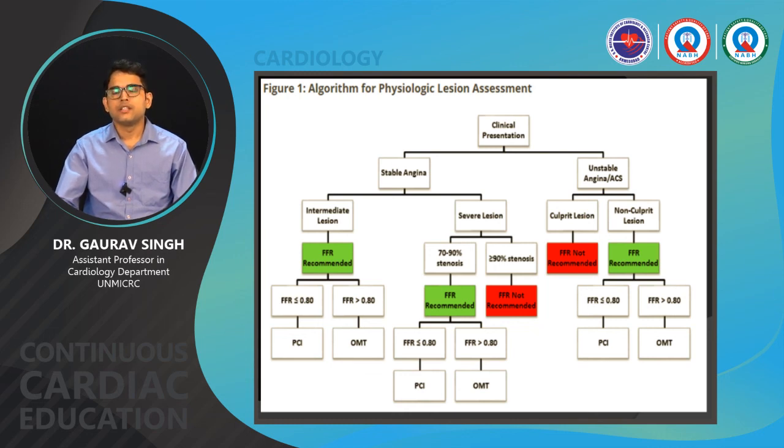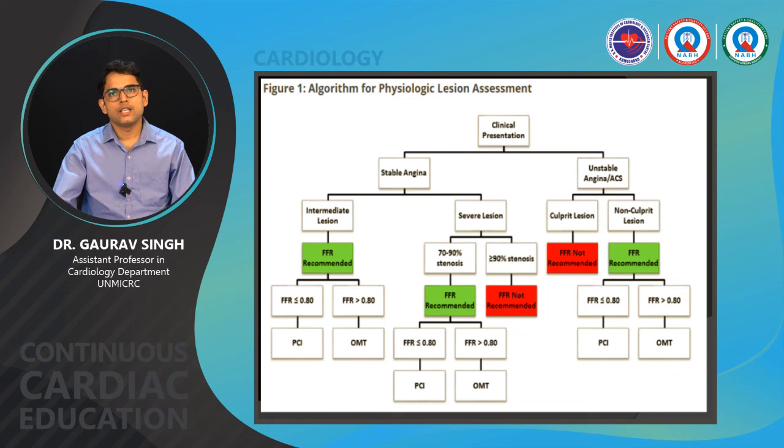In a severe lesion, that is more than 70%, you divide again in two arms. In one arm you keep 70 to 90% stenosis, again FFR is recommended, and again you have to follow the same cutoff, that is 0.8. If the lesion is more than 90%, then FFR is not recommended. You can go ahead with PCI or coronary bypass surgery if needed.